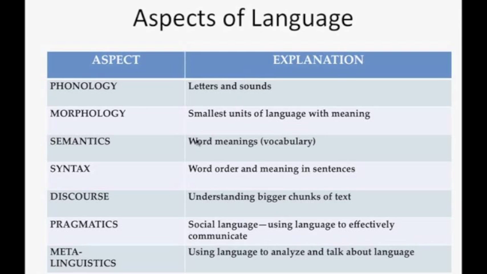Morphology is about looking at different parts of the word. So for the actual word morphology, you could say like morph actually means change, right? Or change to morph something. So looking at little parts of the word and having meaning from those parts. Semantics is about vocabulary, so it's word meanings. Syntax is word order and meaning in sentences.